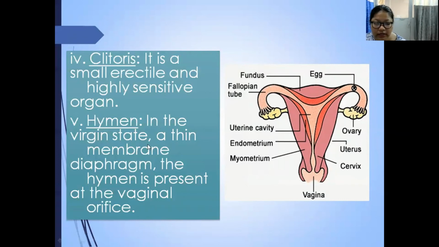Next is the hymen. In the virgin state, a thin membrane called the hymen is present at the vaginal orifice. What do you mean by the vaginal orifice? It is nothing but the opening of the vagina. So let's discuss this in details.